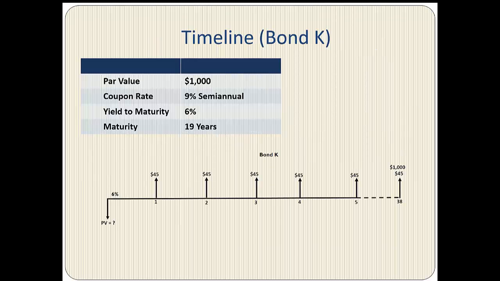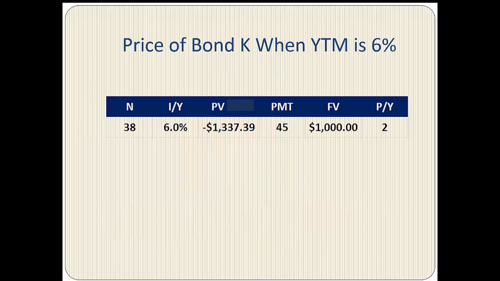Now here we have the timeline for bond K. The par value is $1,000. The coupon payment is 9% of $1,000, which is $90 or $45 paid semi-annually. To find the present value, we are going to discount the cash flows by 6%, which is our initial yield to maturity. And we can see that this bond matures in 19 years or 38 semi-annual periods, as did bond J.